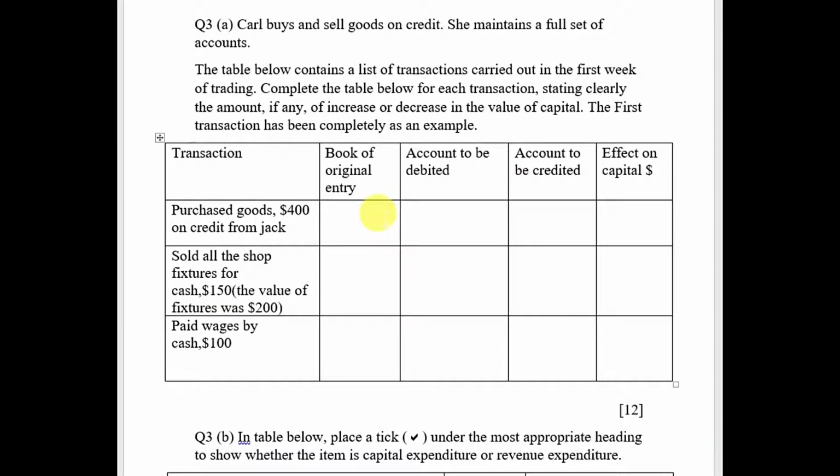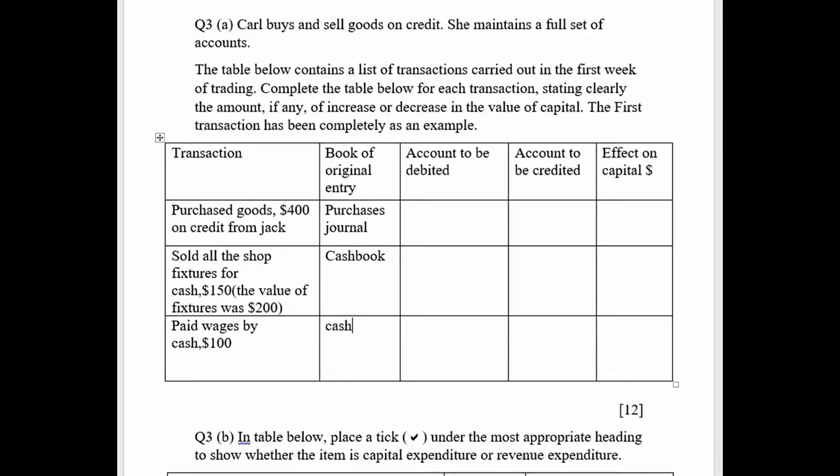This is also relating to the books of prime entry. Purchase goods $400 on credit from Jack. So books of prime entry, obviously this is related to purchase, so we will write down purchases journal. First we will solve this first column. Sold all the shop fixtures for cash $150. The value of fixtures was 200. If we are selling something, we will be using sold all the shop fixtures for cash. So if cash is involved, then we will say cash book. Any entry of cash or bank will be dealt with in cash book.